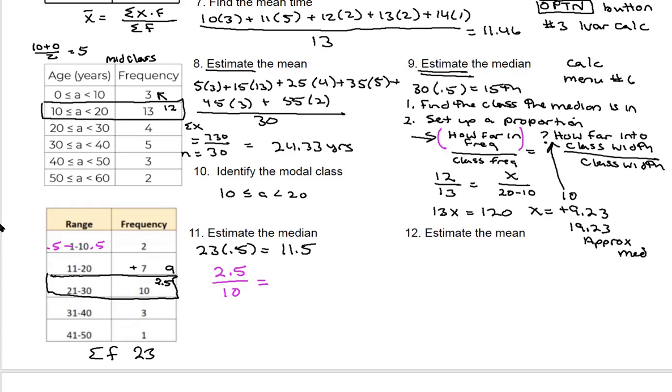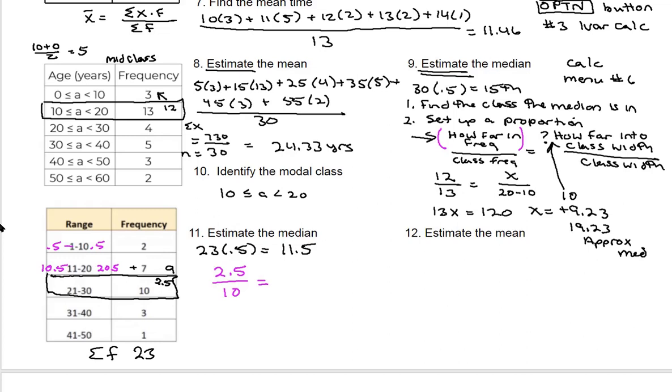x. But you do notice that there's gaps in this case, and so we have to change our starting point for our class width and our ending. This has got a class width of 10 and not 9 like you might think if you just did 20 minus 11. Now we're going to set up our other fraction.